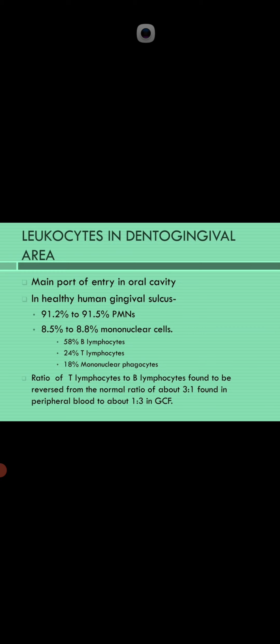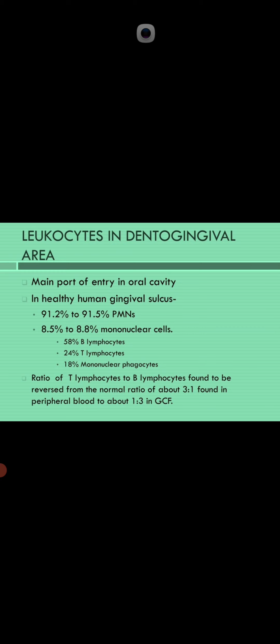Normally in our body, in blood, the T lymphocyte is more, the B lymphocyte is less. The ratio of T to B lymphocyte is 3:1. It means for 3 T lymphocytes, there will be 1 B lymphocyte. But this is very, very important. In GCF, the process is reversed. The 3:1 ratio is reversed into 1:3. There is 1 T lymphocyte and 3 B lymphocytes. The B lymphocyte count in GCF is increased.